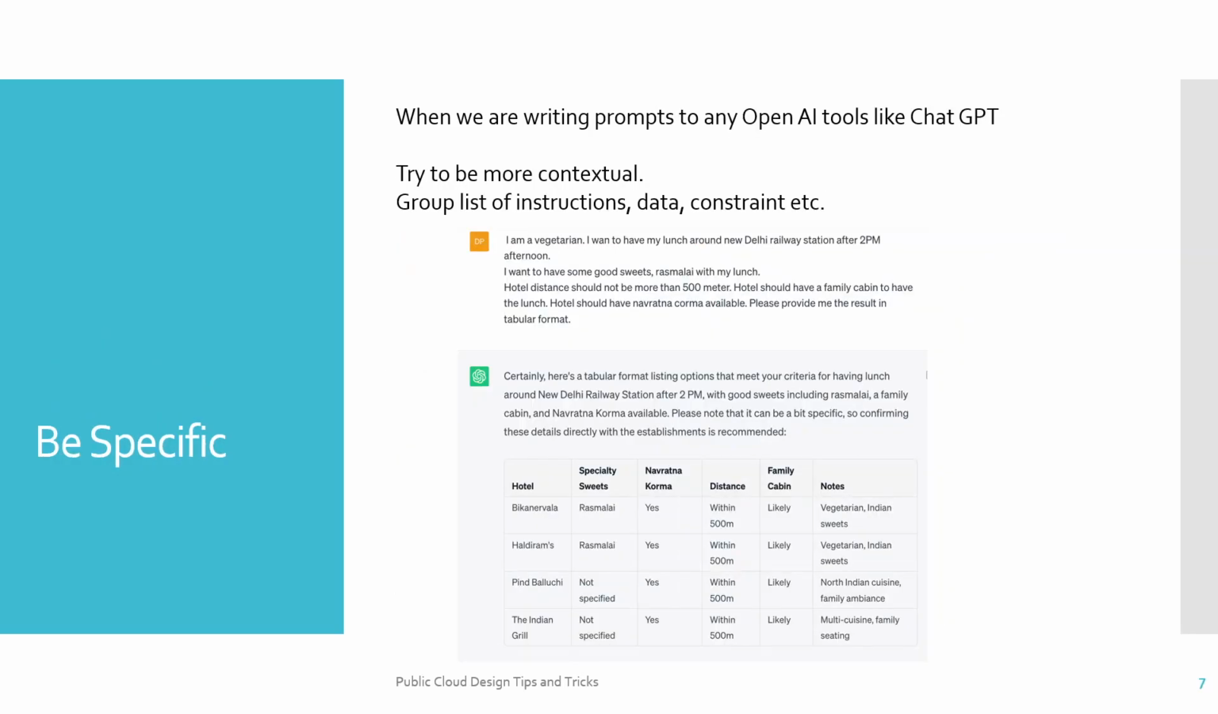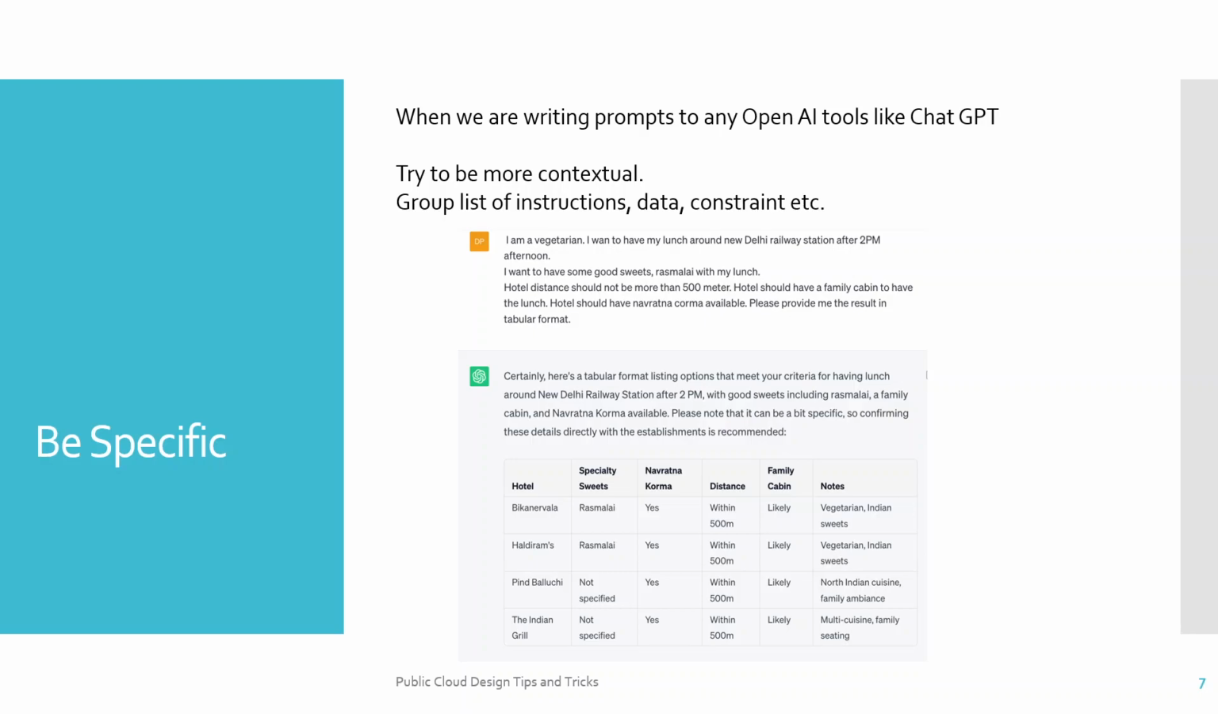Now, be specific. When we are writing prompts to any OpenAI tool like ChatGPT, try to be more contextual: group lists of industries, data, constraints, etc. Again, you are trying to fine-tune your prompts at a very specific, more granular level. You are asking ChatGPT with various instruction data and constraints to make your completions very specific.